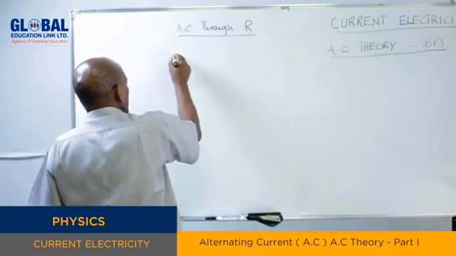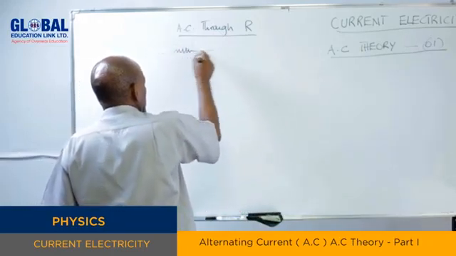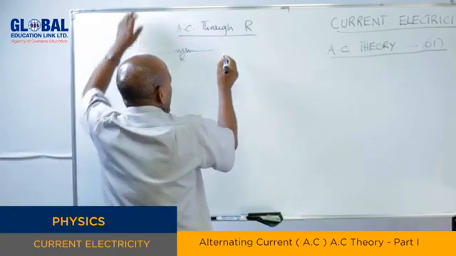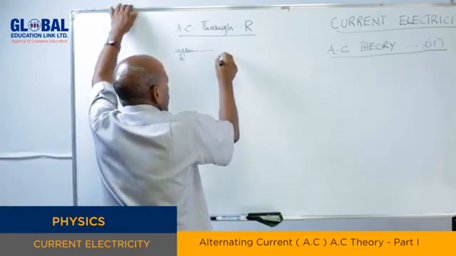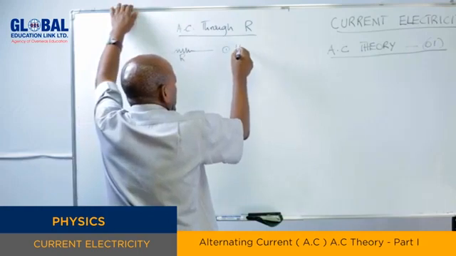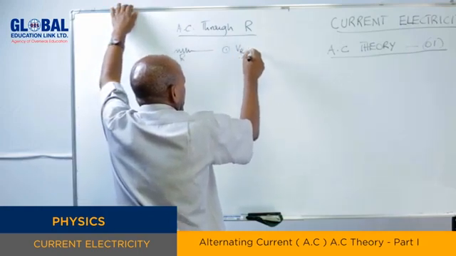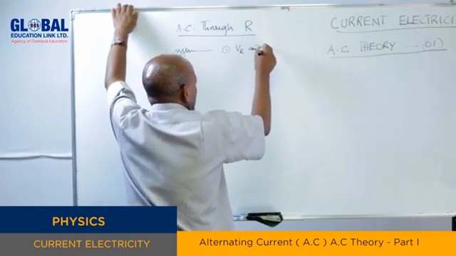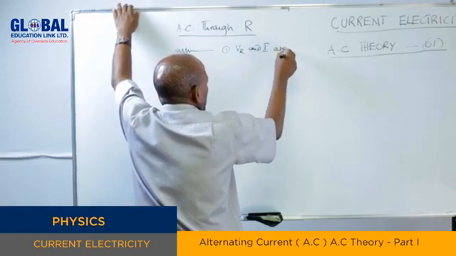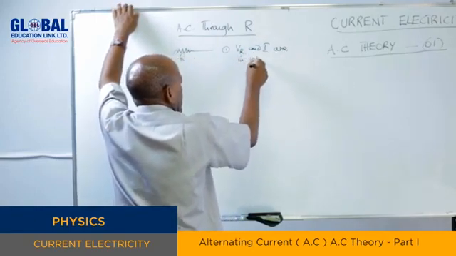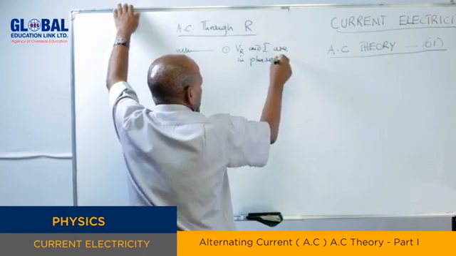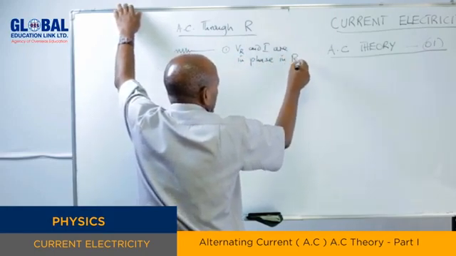So we have our symbol for a resistor like that, and in this case, we are saying that the voltage through a resistor and the current are in phase. They are in phase in a resistor.